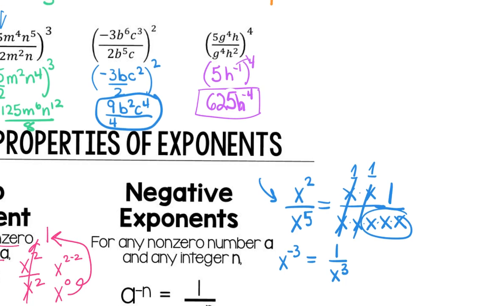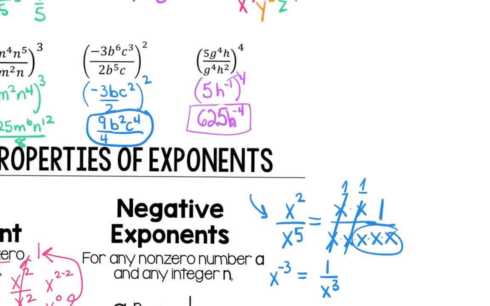If I go back to this page before, where we had 625 times h to the negative 4 power, this is also, we could also say it's 625 over h to the 4th power. We can take that negative exponent, turn it positive by putting it into the denominator.